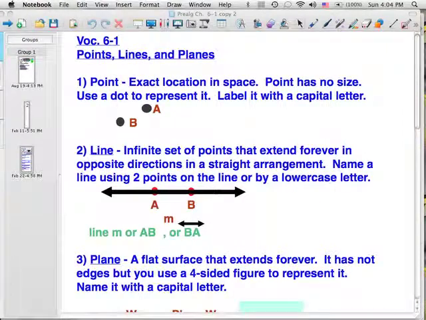Welcome to my pre-algebra class. We're on chapter 6, section 1, and we're going to be working with points, lines, and planes.